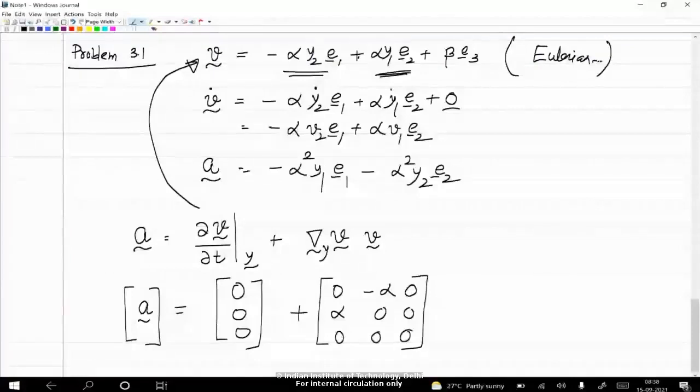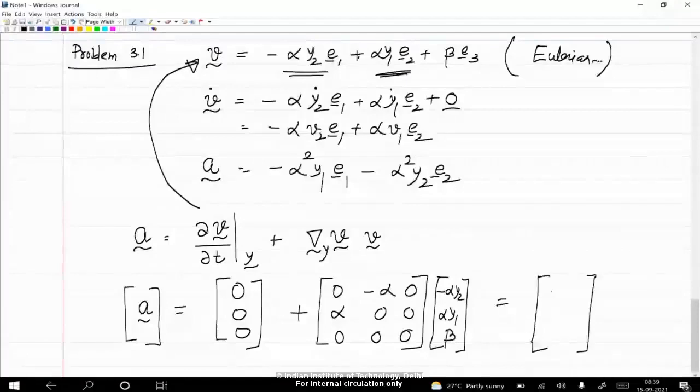So you see that this L, the velocity gradient, is already skew symmetric here. So the D part is 0 here, because it already is skew symmetric, multiplied by the velocity. When you write velocity in this coordinate system, you get minus alpha y2, then alpha y1, and beta. Finally, when you work out matrix times vector, first row into the column gives minus alpha square y1. Second row into the column is minus alpha square y2 and 0.